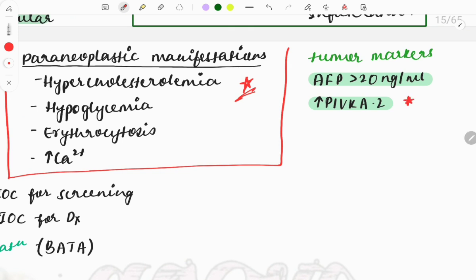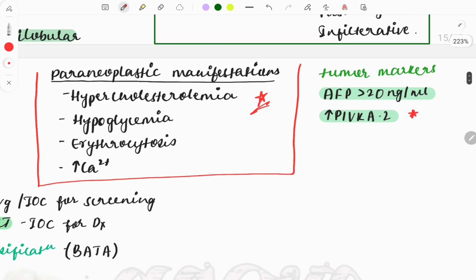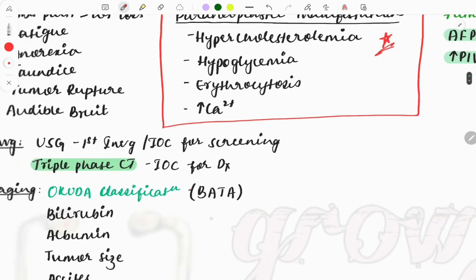So these were also PYQs. Questions were asked on this. AFP, alpha-fetoprotein, and an increase in PIVKA. This is a new marker, and AFP should be more than 20 ng per ml.